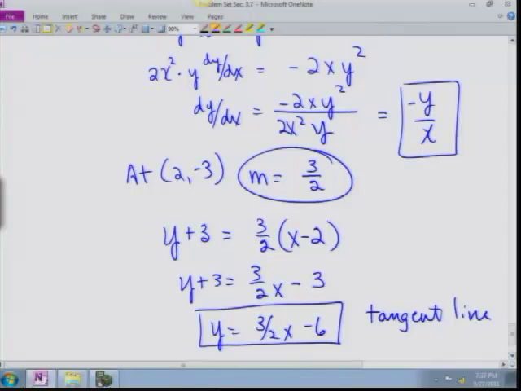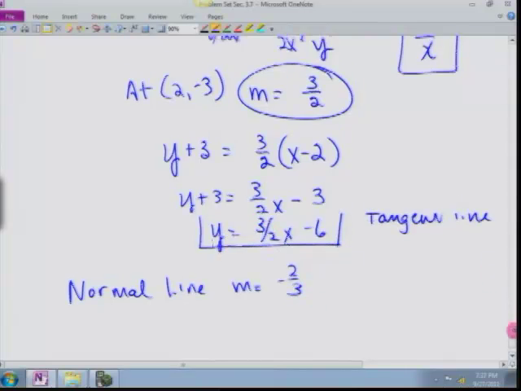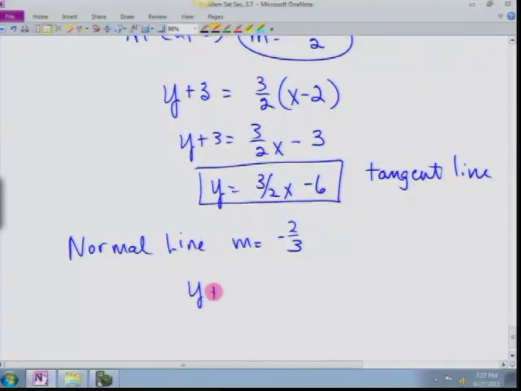Everybody agree? Okay, and what's the only thing you've got to do to write the normal line? Yeah, the normal line, m is negative 2/3. So you write the same equation of the line, but instead of 3/2, you're going to use the negative 2/3. Well, yeah, you're going to do this whole process again. Yes, the constant will change.